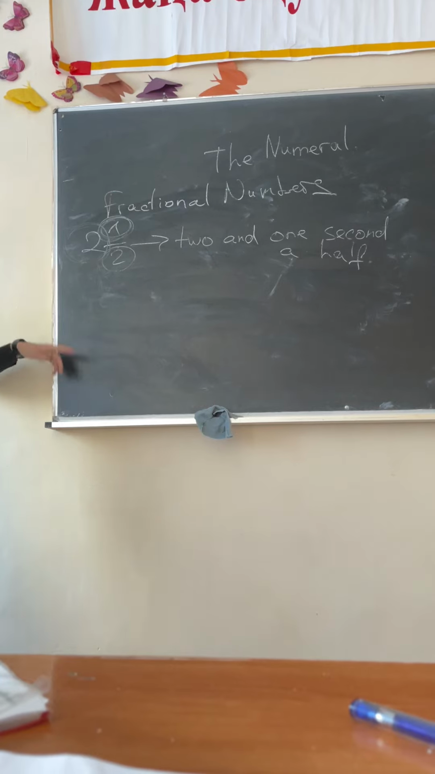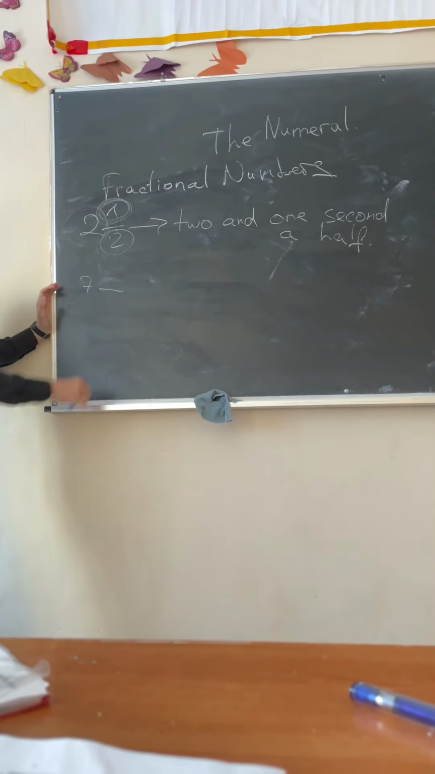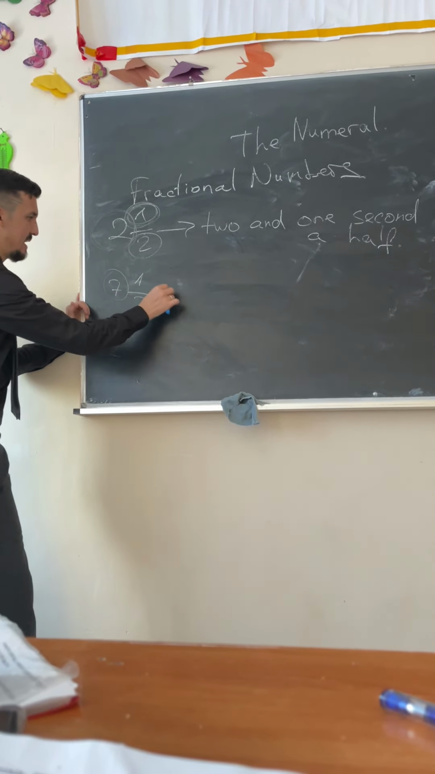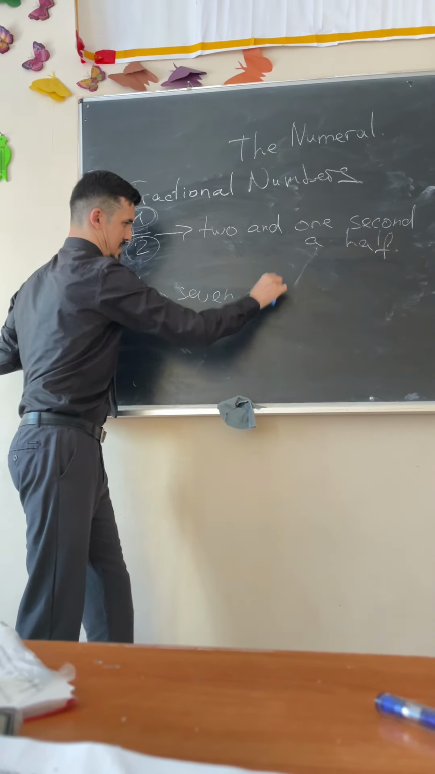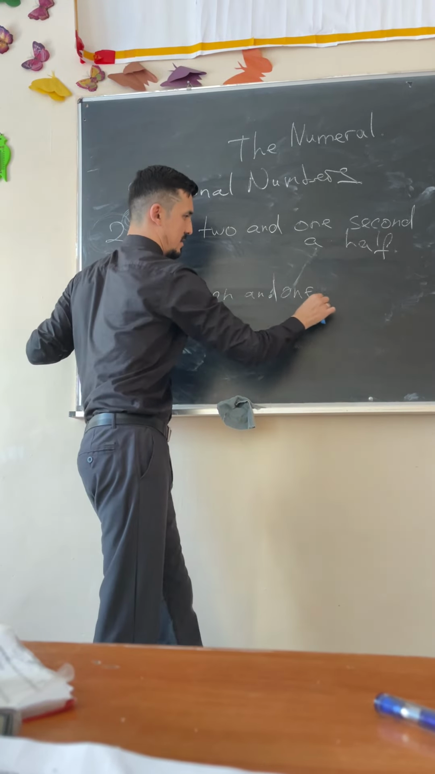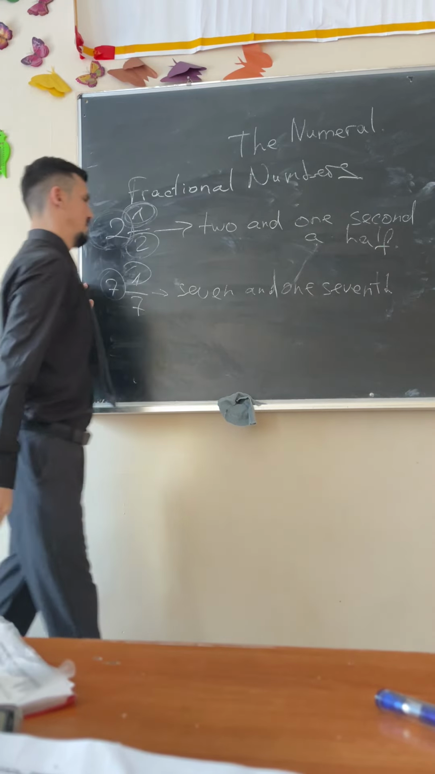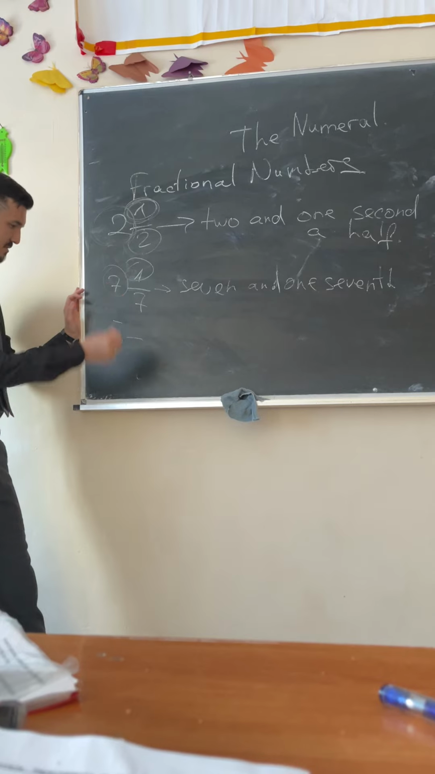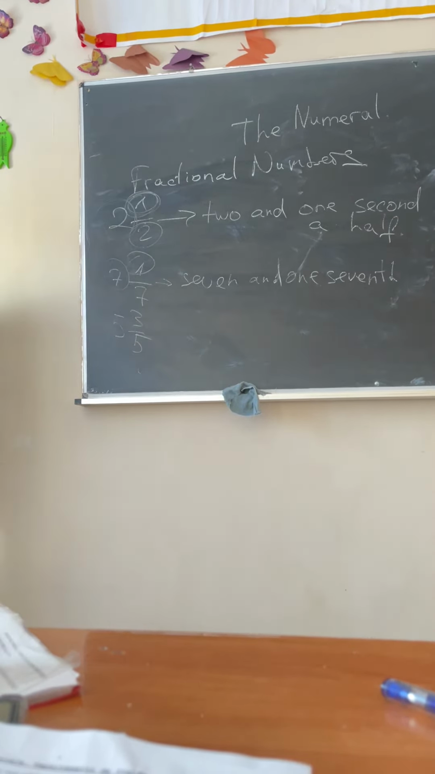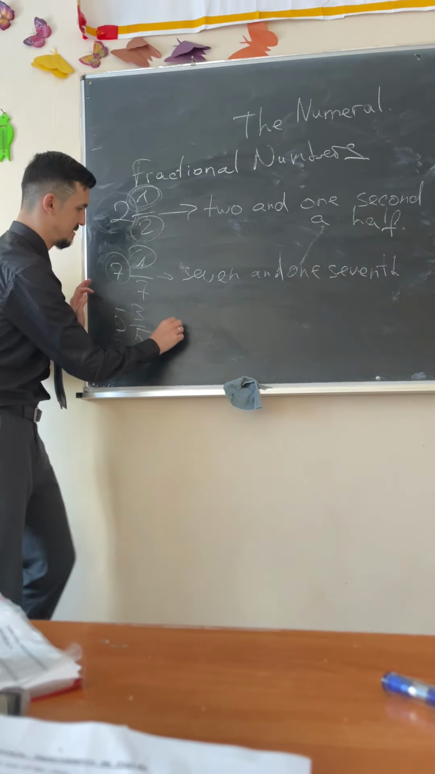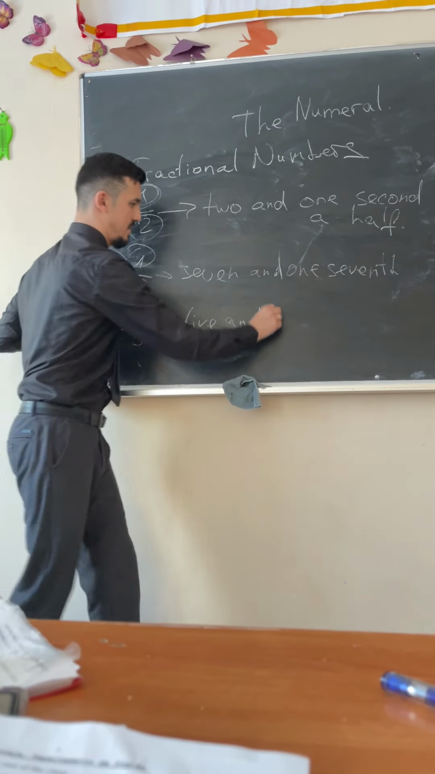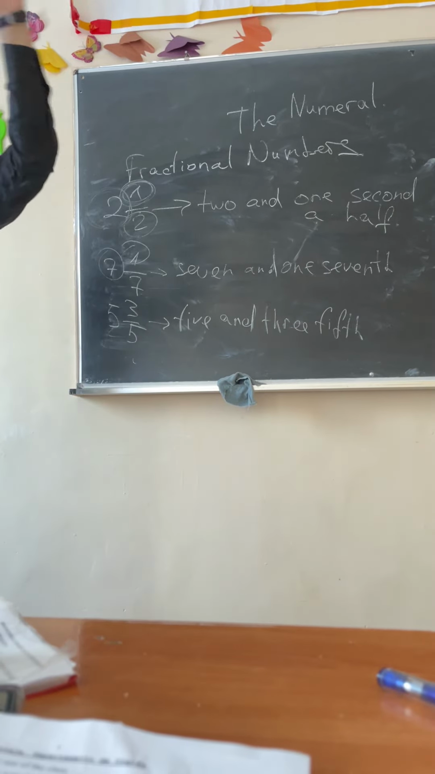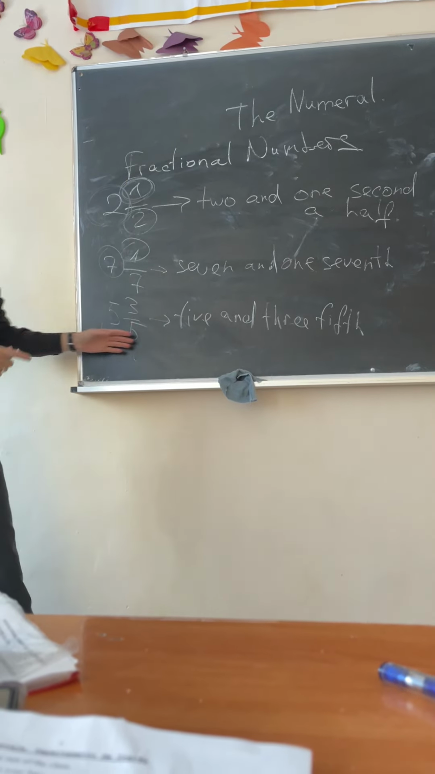Two and a half, 2 and 1 second. Seven and one sevenths. Understand? Okay, what about this one? Five and three fifths. Is this true? Yes. Is it correct? Is it right?